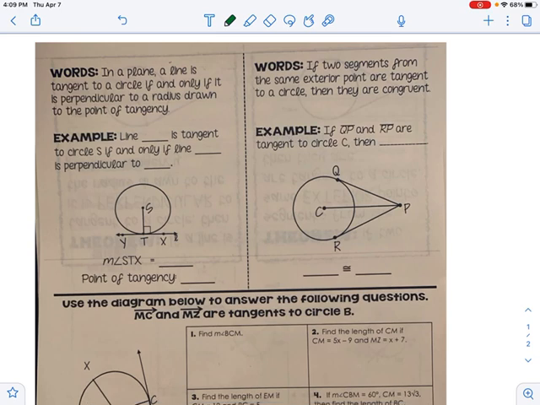You guys are such troopers doing circles without me. I am trying to get back as soon as possible, but I'm going to keep you guys going on.